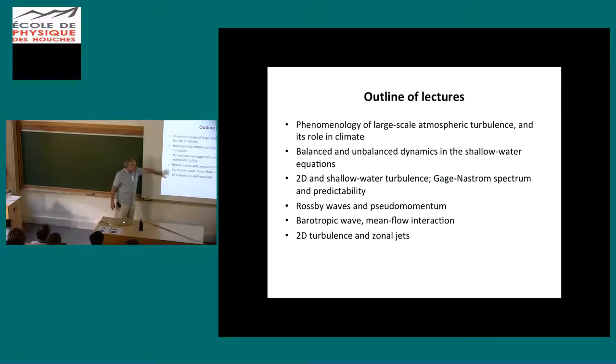In the fifth lecture, I'll talk about the theory of the interaction. We call them waves, but just think of them as the eddies or the turbulence and the mean flow in the barotropic context, this one-layer context. And finally, come back to two-dimensional turbulence. But of course, we don't have pure 2D turbulence at all in the atmosphere for a number of reasons. The principal one being the fact we have zonal jets.